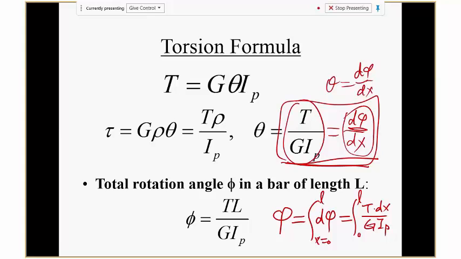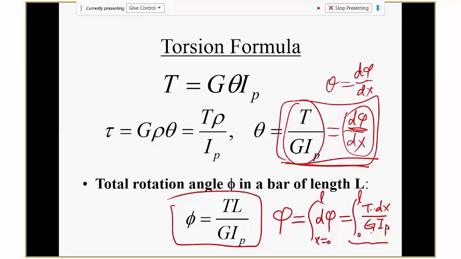Okay, now here is a key concept. When can I take the T, G, and Ip outside of this integral? If G is constant, if T is constant, whatever is constant, I can throw it out. So if T is constant, G is constant, Ip is constant, then I can take all this out. If I take it out, what's left there? It will be dx from 0 to L. What's that? L. So you're going to have this equation.